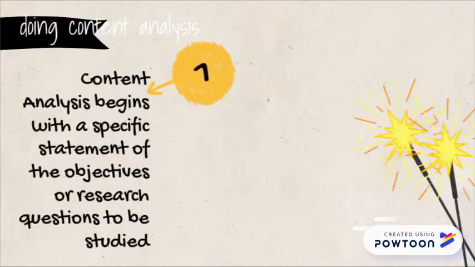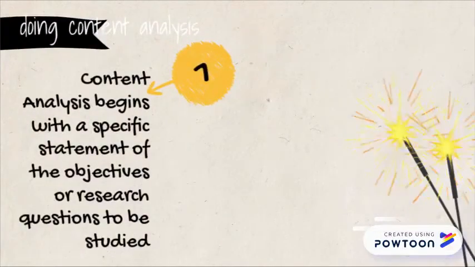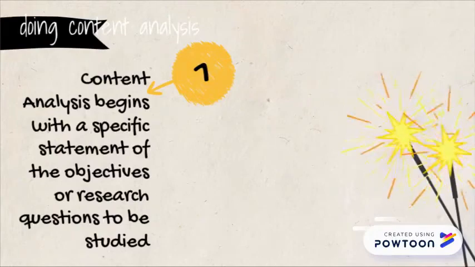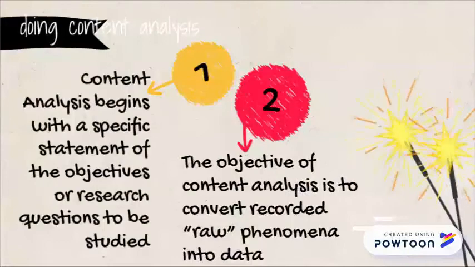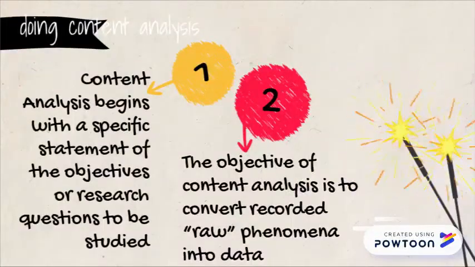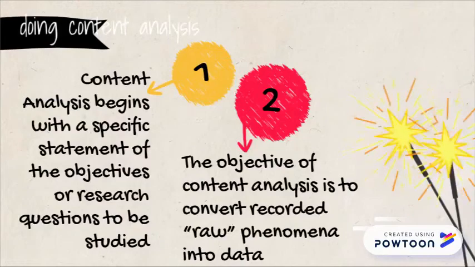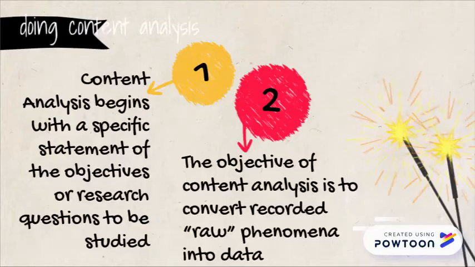So basically, in doing content analysis, there are two things that we have to be aware of. The first one is content analysis begins with a specific statement of the objective of research questions to be studied. And the second one, the objective of content analysis is to convert recorded raw phenomena into data. Content analysis usually involves the following 6 steps.